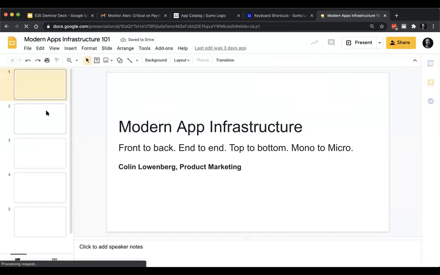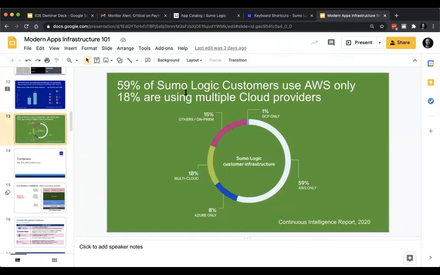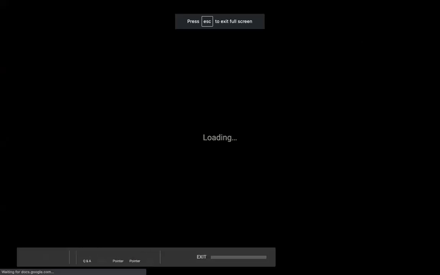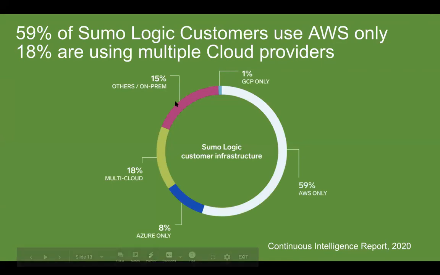This is from a different presentation, but I just want to share some quick data from our customers. This is our customer base right here. 59% of our customers are AWS only, which is kind of why we focus on it in this demo. But 15% of our customers are still using on-prem, and that's fine, and we fully support that. We are not cloud only for our customers. We are completely cloud-based, and all of our infrastructure is actually running on AWS as well. And a lot of our customers are in that in-between.